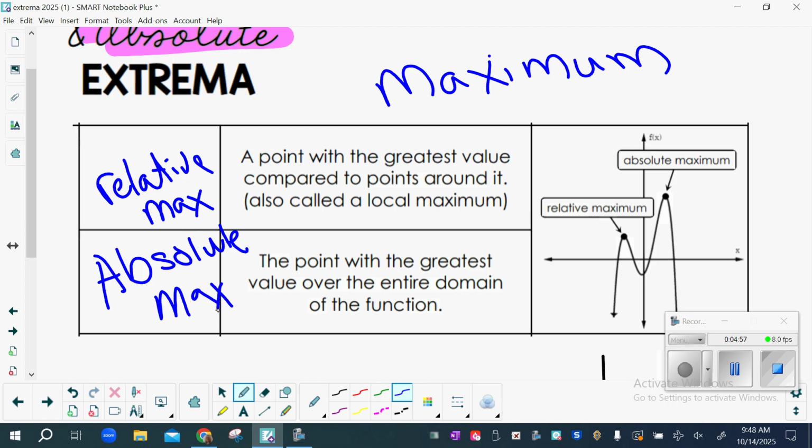So in this graph, this guy is called relative because he's a little mountain in the area. Yay for him. This guy is called absolute because in this whole graph, the whole thing, he's the very, very highest point you can go. Okay? Absolute maximum, relative maximum.